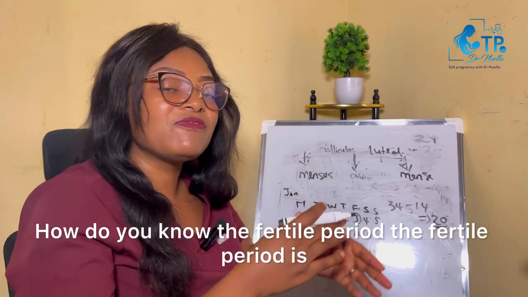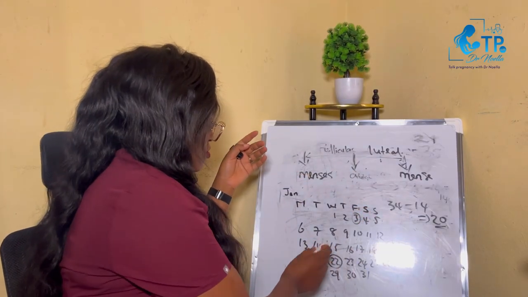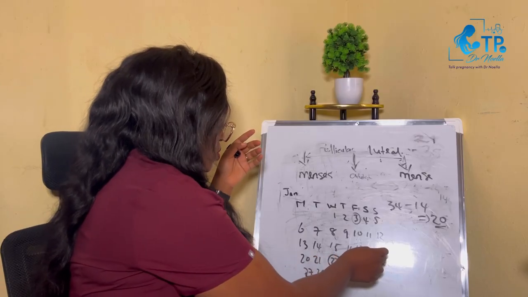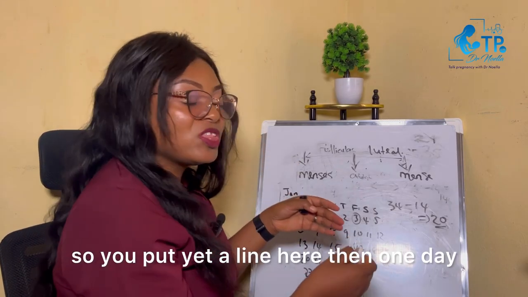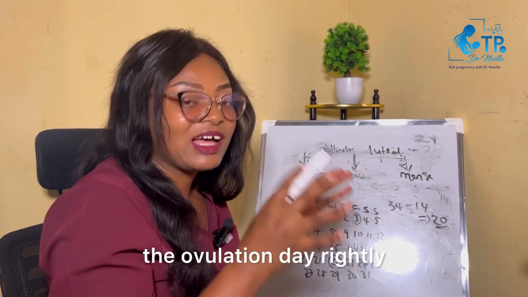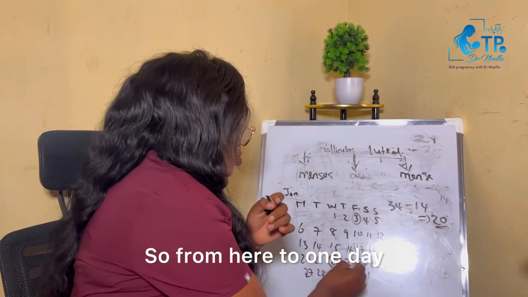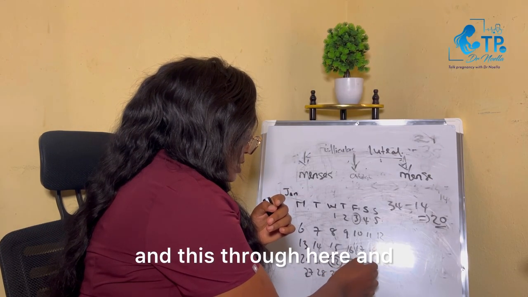How do you know the fertile period? The fertile period is 5 days before: 1, 2, 3, 4, 5. So you put a line here, then 1 day or at least 2 days after, because sometimes you might not really catch the ovulation day rightly. So from here to 1 day or 2 days after.